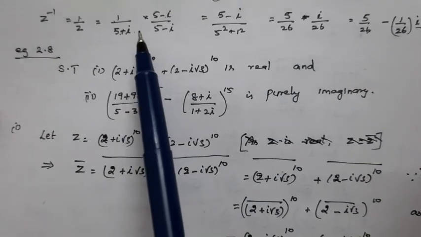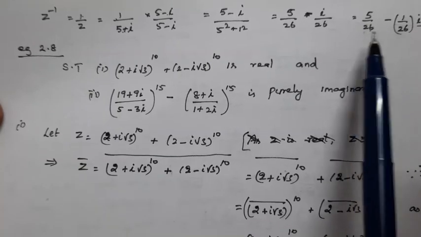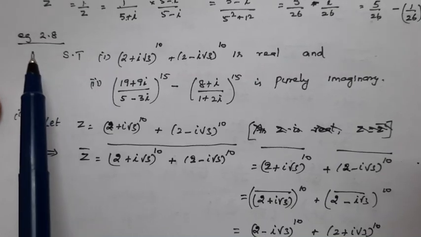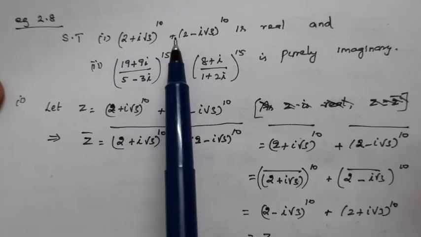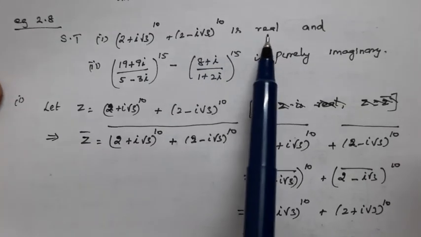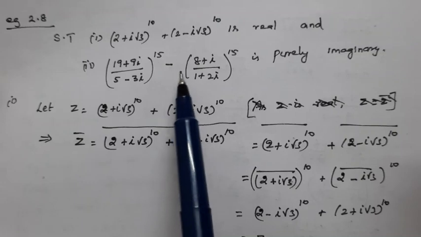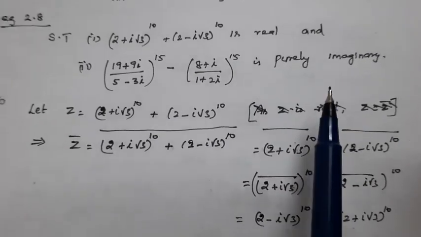So whatever is given, finally you have to express the answer in the standard form only, that is, the rectangular form. Now let us come to example 2.8. Show that (2 plus i root 3) the whole power 10 plus (2 minus i root 3) the whole power 10 is real, and (19 plus 9i by 5 minus 3i) to the power 15 minus (8 plus i by 1 plus 2i) the whole power 15 is purely imaginary.